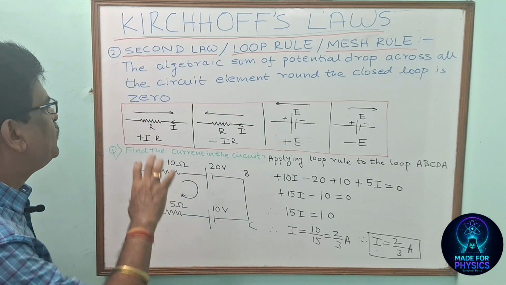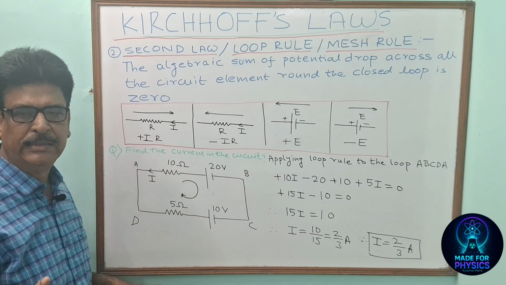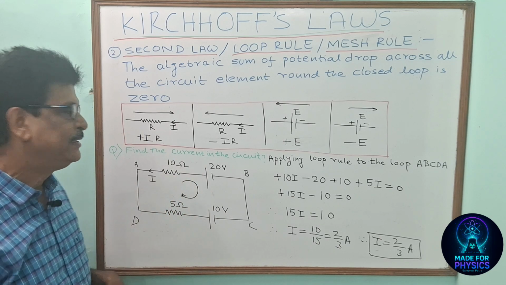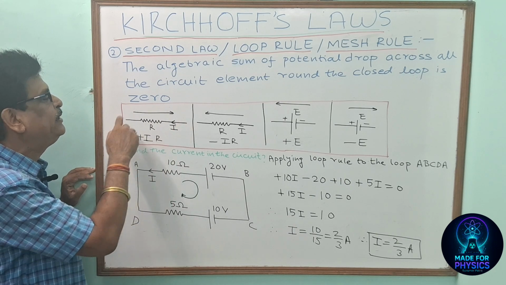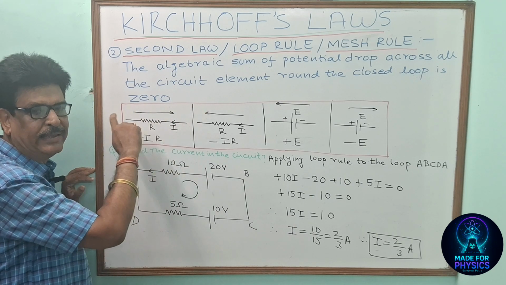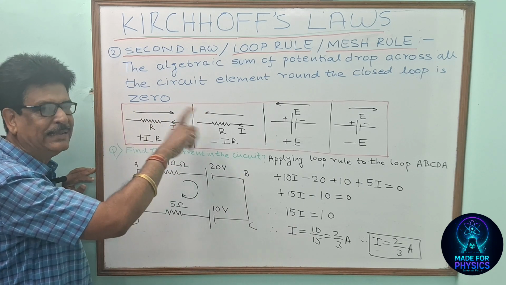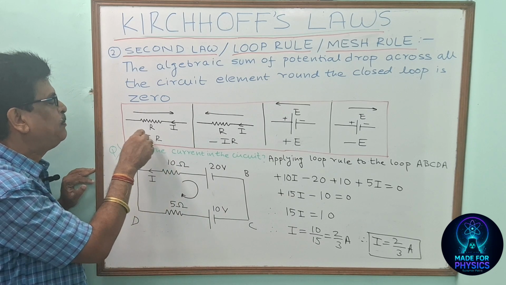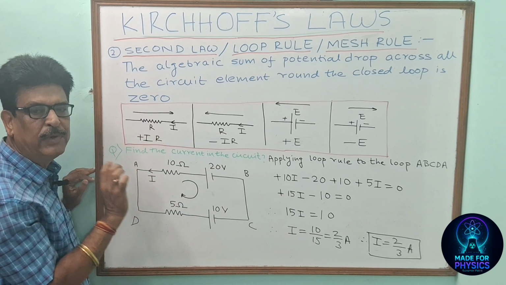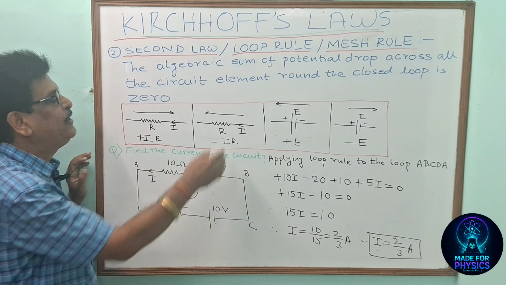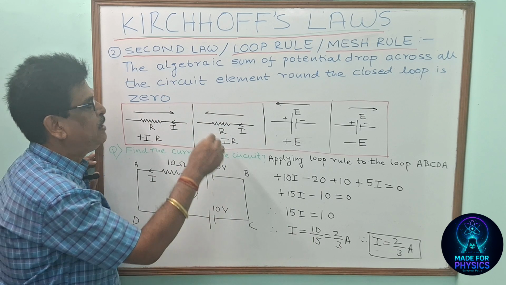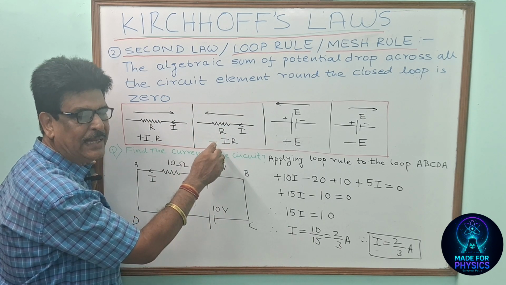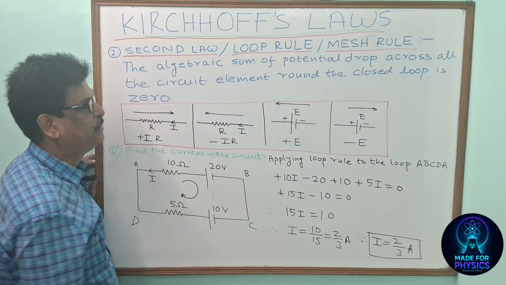So see, we have certain assumptions, and the assumptions are like this. If you have a resistor and this is the direction of current, and if you are moving along this direction, that means if you are moving against the direction of the current, then the potential drop IR is taken with positive sign. अगर आप along the direction of current move कर रहे, then the potential drop को minus sign से लिया जाता है, that is minus IR.